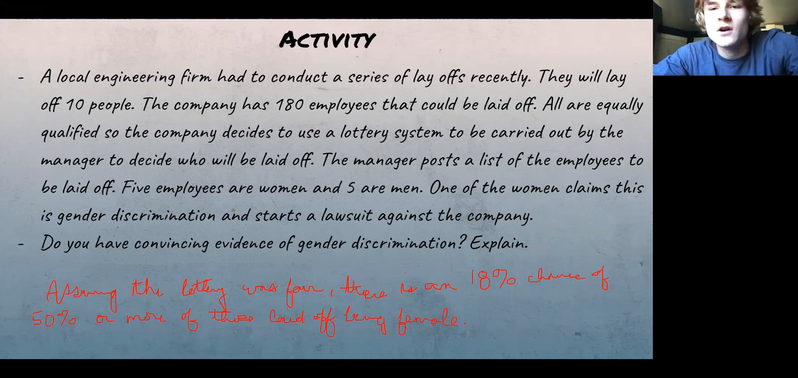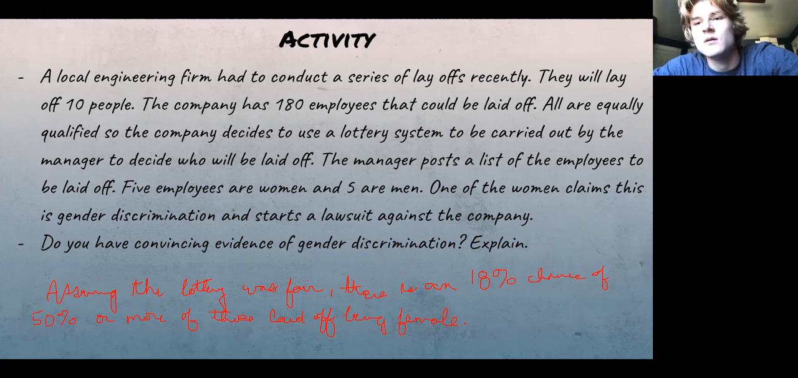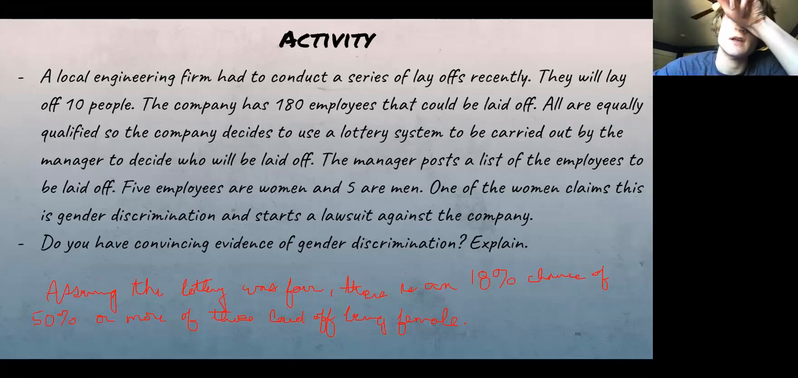Well, if there wasn't gender discrimination, then the percentage would be higher because this is more likely to happen based on the proportions of male and female in the population. But since it's so low, that means there's less of a chance that it'll actually happen. So therefore there is gender discrimination.